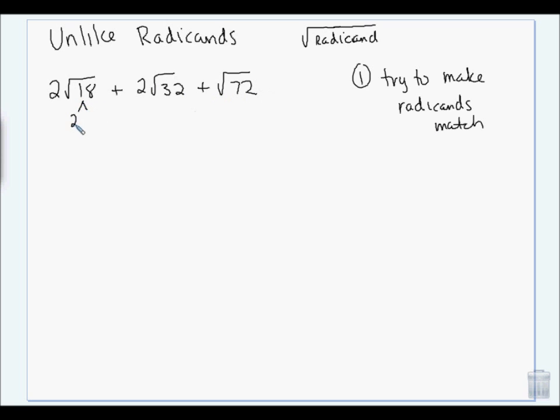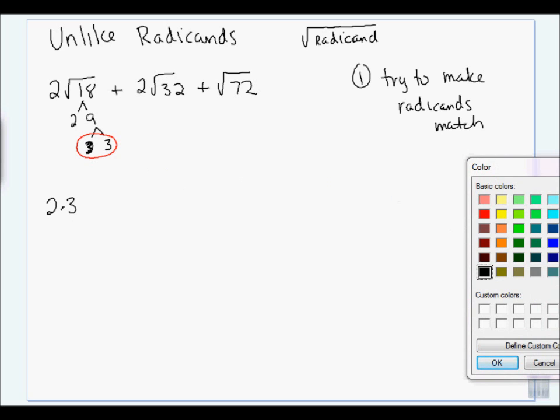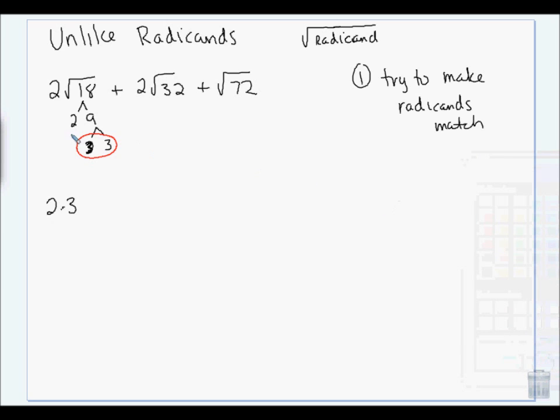Okay, so 18 is 2 times 9, and 9 is 3 times 3. Yeah, on Mars it's 2 times 3, but here it's 3 times 3. So I have a matching pair of 3's that I can bring outside. So I'll bring that 3 out, and then I have this 2 that's been left behind. So that stays inside. And so this 2 times the square root of 18 becomes 6 times the square root of 2.